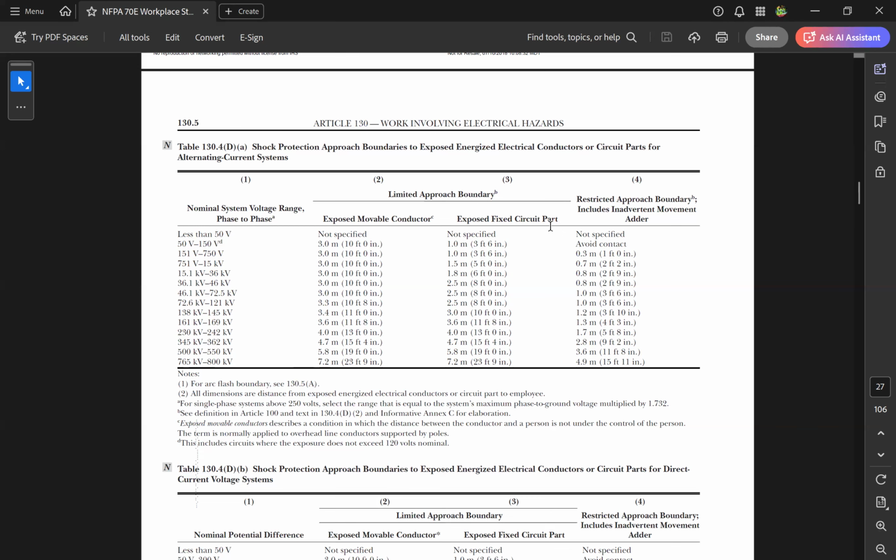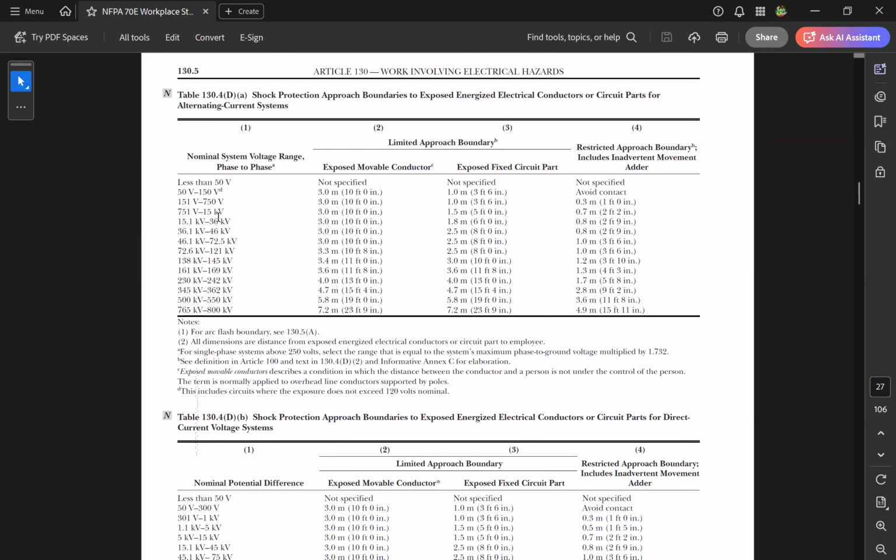Exposed fixed circuit parts. So that'll be breakers, fuses within enclosures, whether that be a panel board, switchboard, or maybe a low voltage piece of switchgear. And then you have your restricted approach boundary, which includes inadvertent movement adder. So when you talk about restricted approach, that's when you're inside the equipment at that point. You're actually touching components or doing some type of testing or taking voltage readings and measurements.